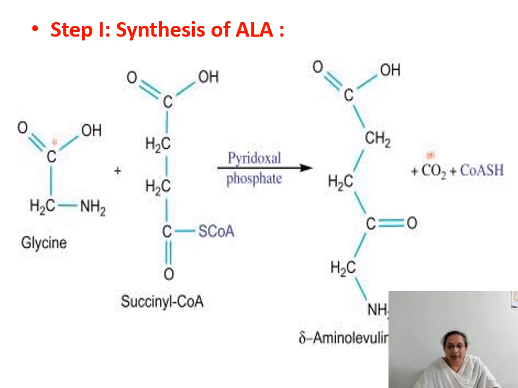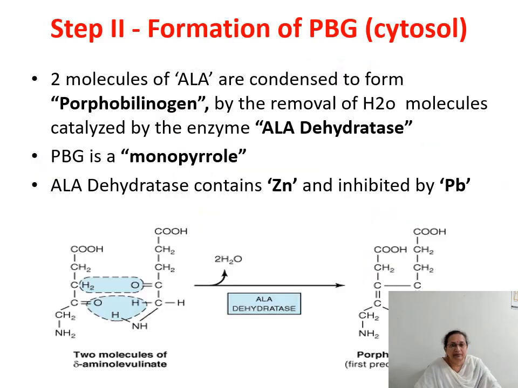And the product formed here is delta aminolevulinic acid with the liberation of carbon dioxide and coenzyme A. Right? So in a nutshell, glycine condensing with succinyl-CoA in the presence of the enzyme ALA synthase and a coenzyme, that is pyridoxal phosphate, forms the first product, delta aminolevulinic acid.